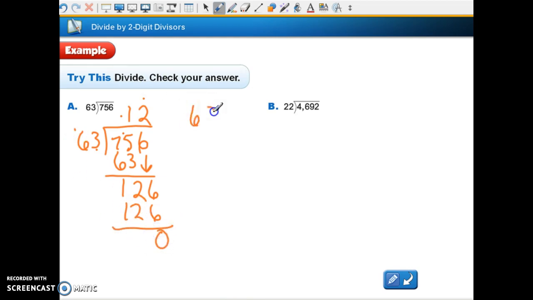So if we wanted to check by multiplying, 2 times 3 is 6, 2 times 6 is 12, we'll have our 0, 1 times 3 is 3, 1 times 6 is 6, 6, 5, 7, 756.